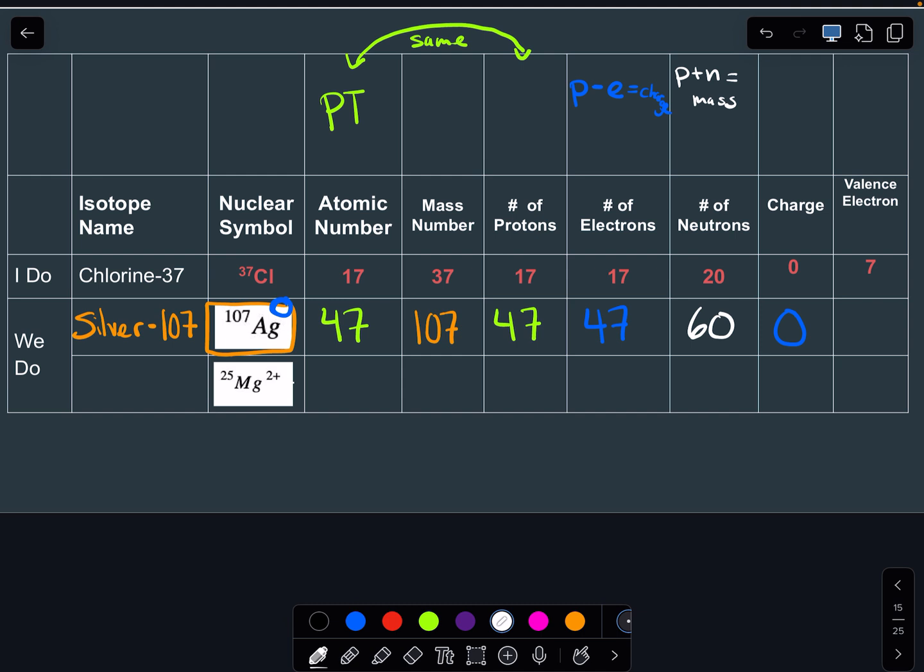Then our final column here, valence electrons. The pattern for that is you look at the columns on the periodic table, skipping the main group section. So we're looking at silver, and oh no, it's not in the main group section. So for today, we're going to write to be determined.